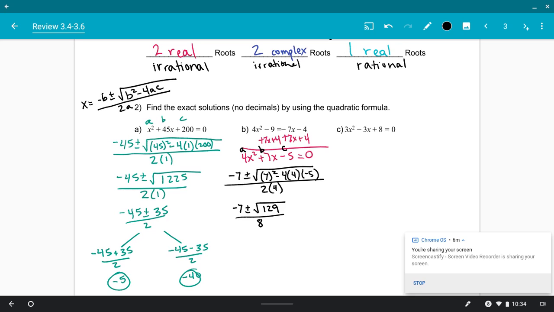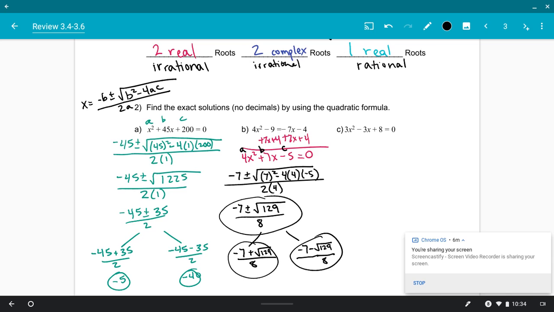The square root of 129 is trash. It's not really reducible. If you want the two separate solutions, it's negative 7 plus the square root of 129 all over 8. Make sure you include the negative 7. And then negative 7 minus the square root of 129 over 8. Don't do this, you guys. If you do this, it's wrong. A lot of students do that. You need to extend this so that the 7 is included, okay? So this would work, or you could write them separately. Either one.